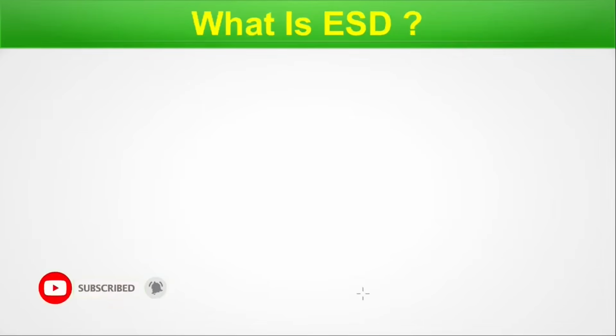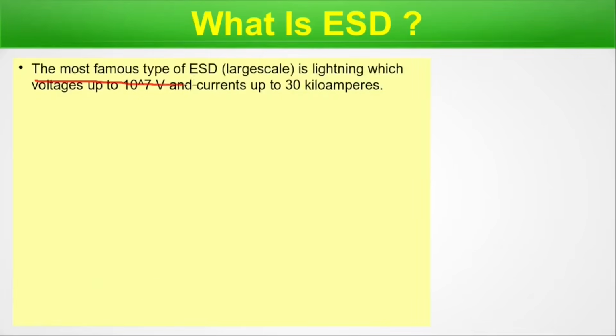What is ESD? The most famous type of ESD is the large scale lightning, which has volts up to 10 to the power 7 volt and currents up to 30 kiloampere. This phenomenon happens in front of your eyes in the rainy season when the lightning strikes. That is a good example of visible ESD.